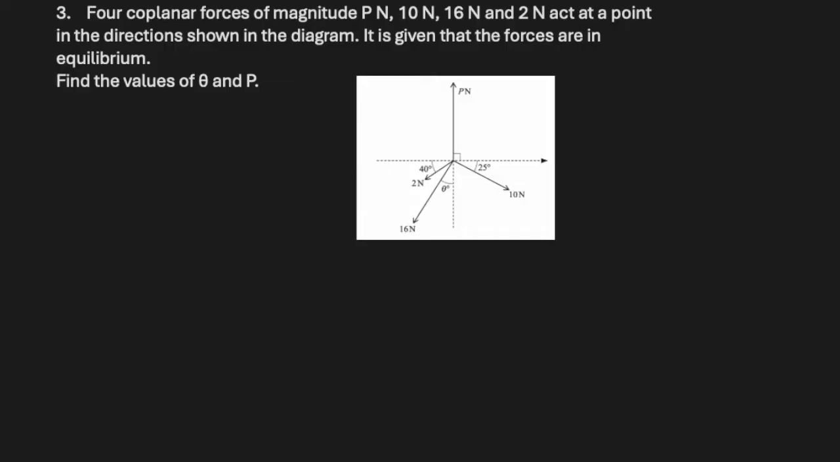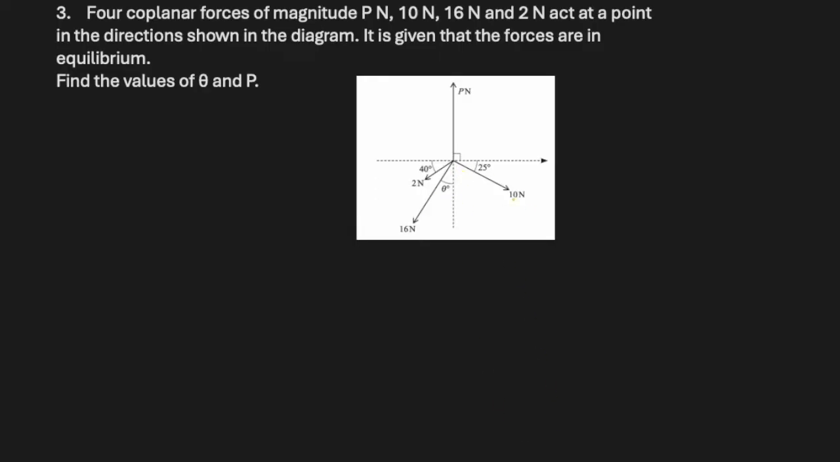Question number 3. 4 coplanar forces of magnitude P, 10, 16 and 2 are shown here in the direction, and it is given that the forces are in equilibrium. That means all forces in all directions are balancing each other out. Find the values of theta and P. So to start solving this question, we should first divide or break these forces into their components.